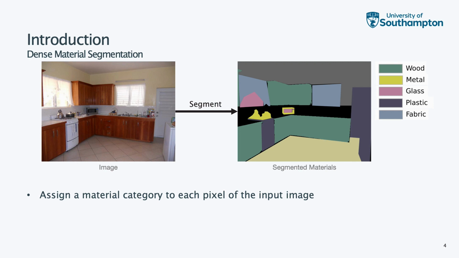So, the dense material segmentation task aims at assigning a material category to each pixel of the input image. A well-designed model should be able to identify the common materials in daily scenes, including wood, metal, glass, etc. Take the kitchen image as an example. The model should be able to identify the glass-made microwave oven screen and the wooden cupboard respectively.